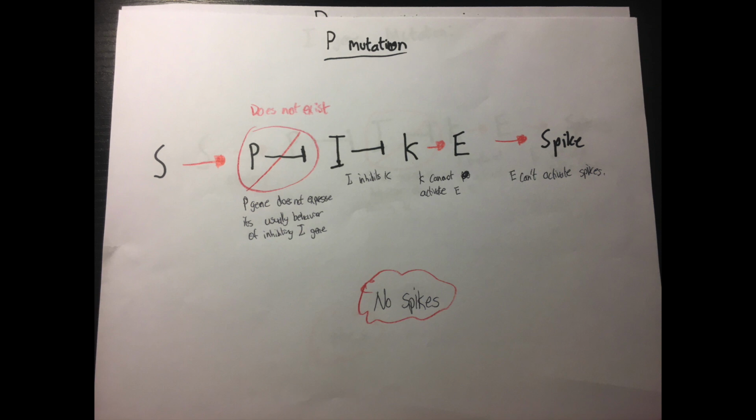Now we look at the developmental network with a P mutation, which means that the P gene will not express its usual behavior. So its usual behavior would be inhibiting the I gene, which it won't do. If it doesn't inhibit the I gene, that means I can inhibit K, and K cannot activate E, meaning that there will be no production of spikes.